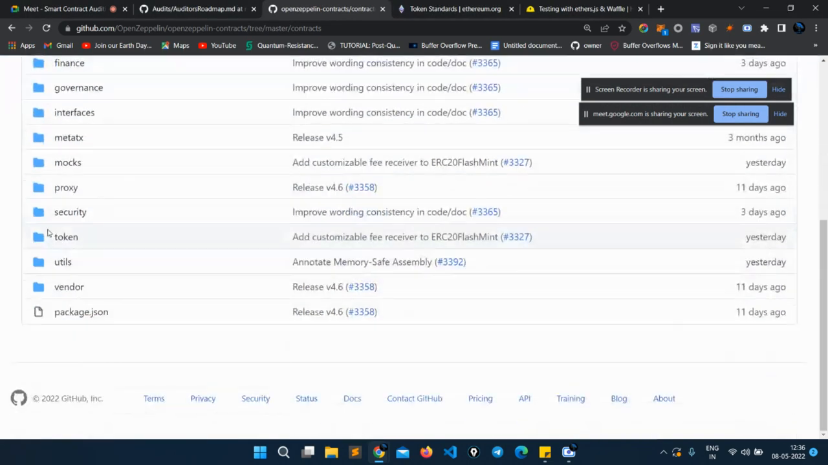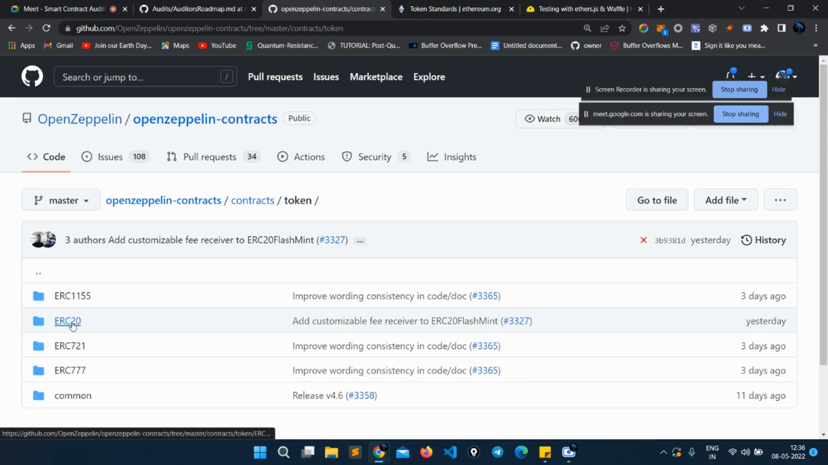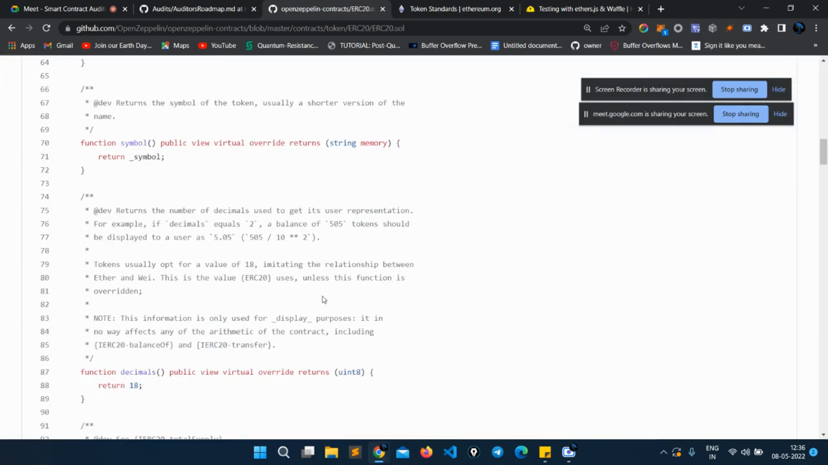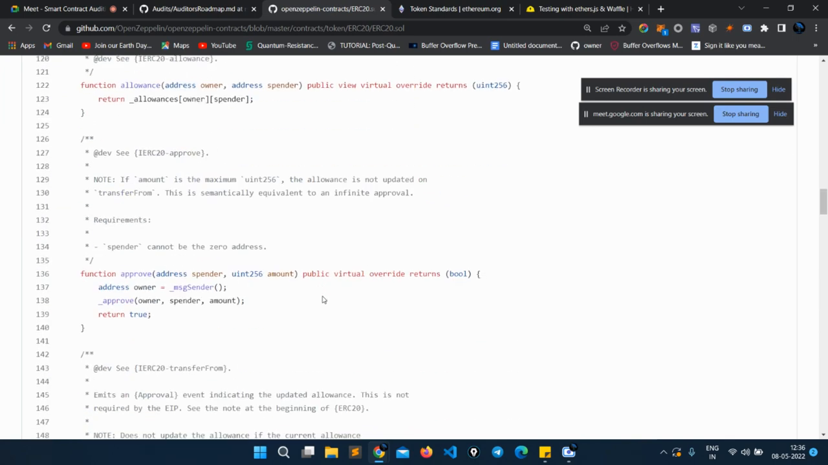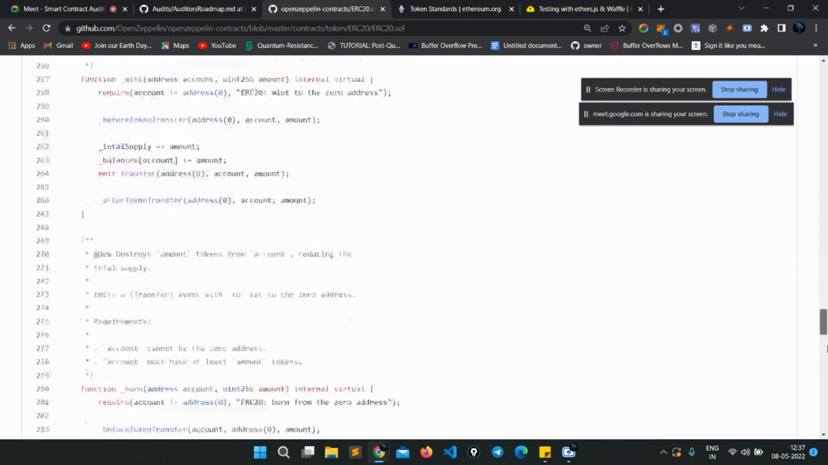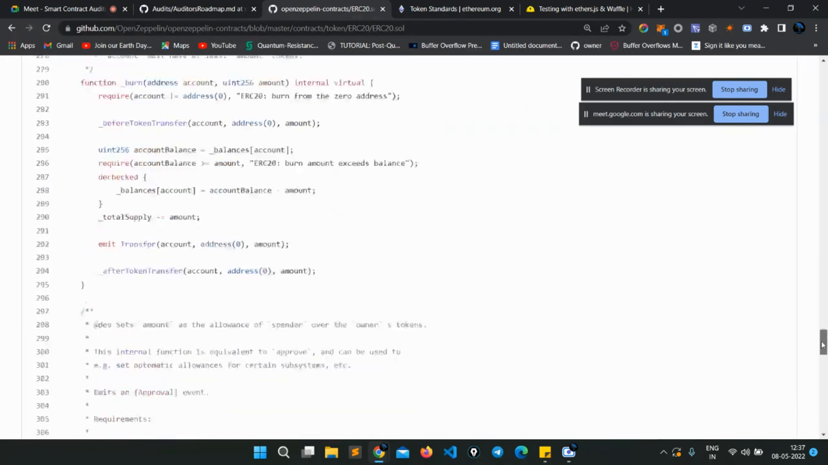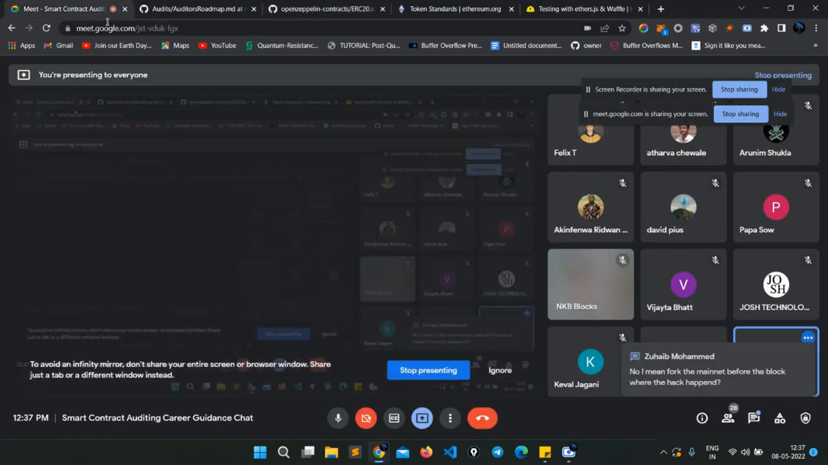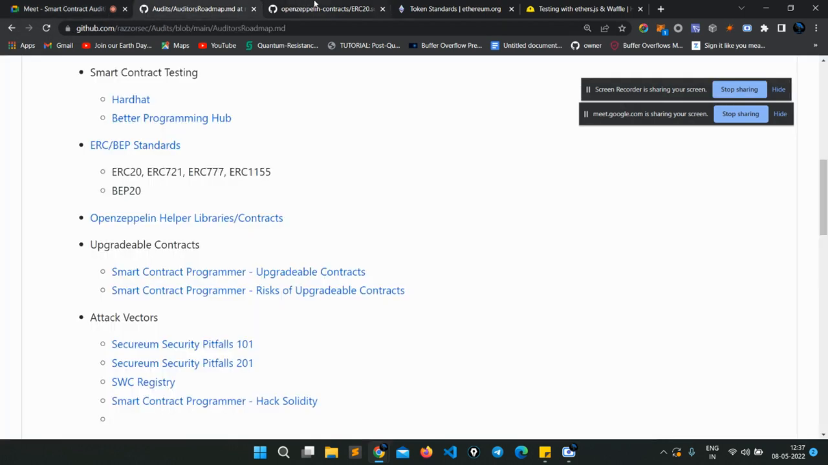Let's take an example. You're building an ERC20 token. You can just import the ERC20 contract and pass in your desired requirements, and this will create an ERC20 token for you, right? Summarizing, you're not supposed to write the complete code by yourself. You're just supposed to write the specific component, the custom code for your contract. The rest will be done by the Open Zeppelin contracts themselves, right?